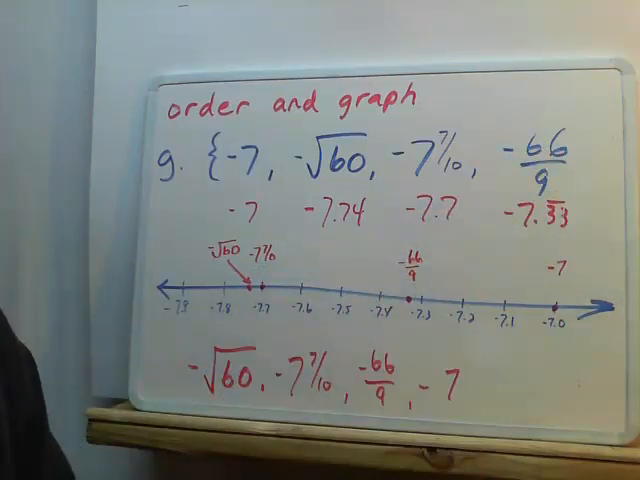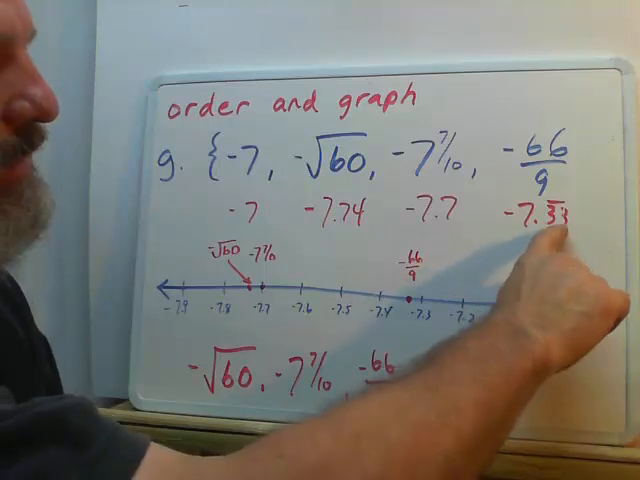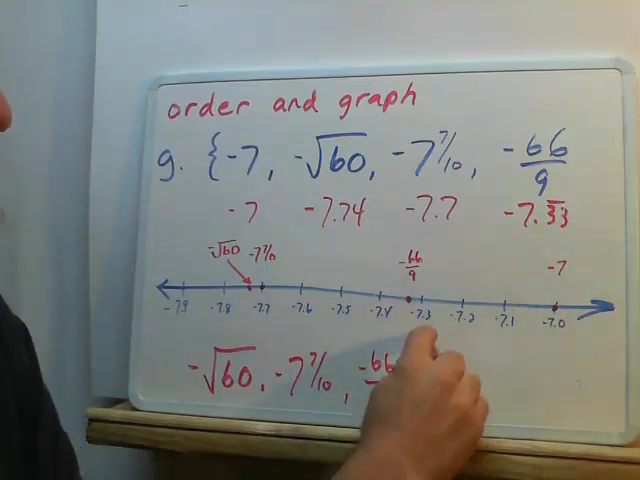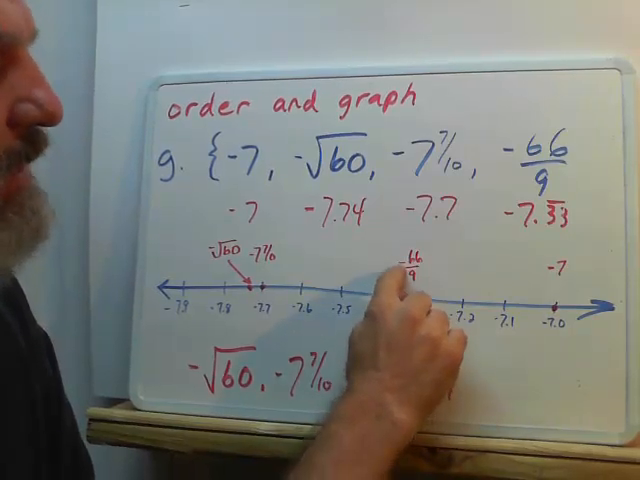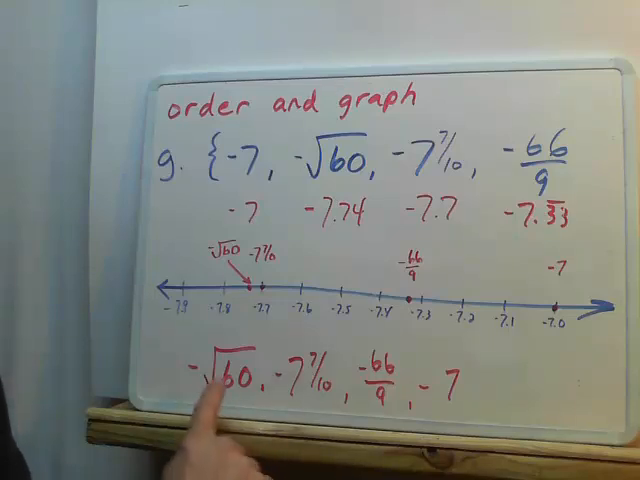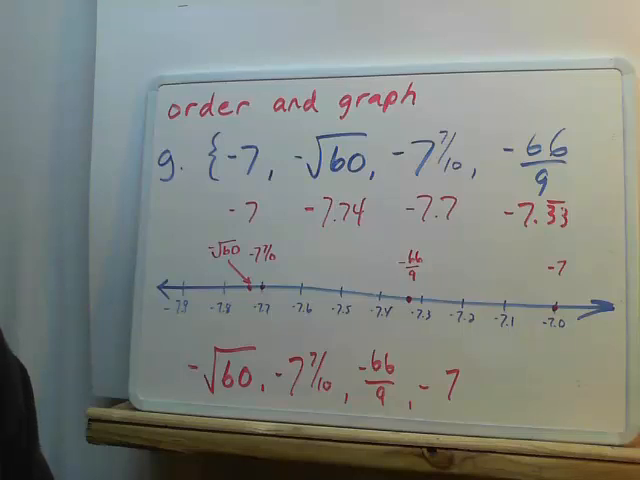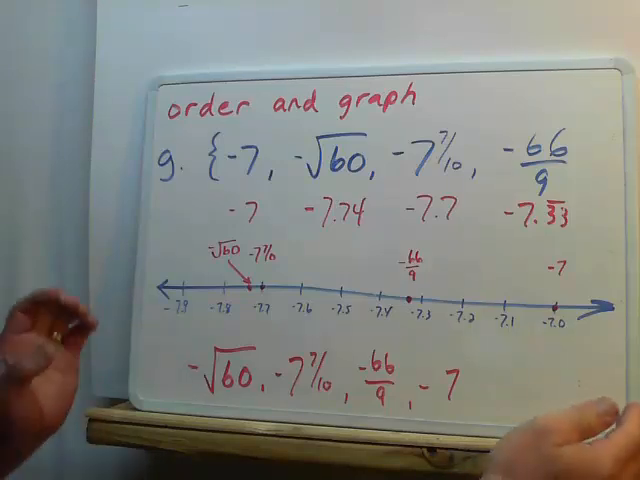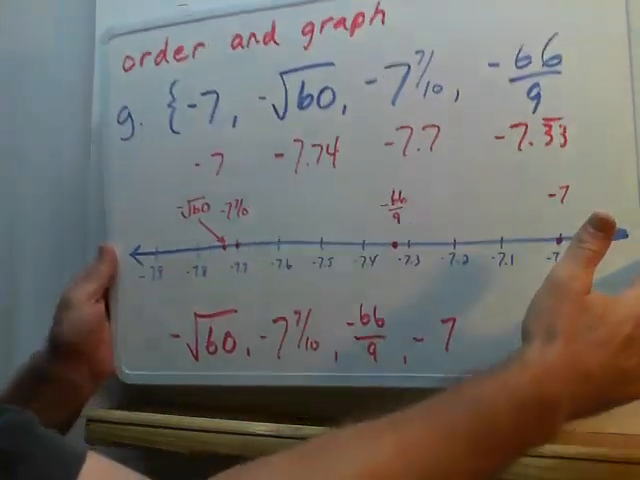And lastly, -66/9, which would be -7.33 repeating. So 7.3 and another third of the way that way would be right here, -66/9. And then put, of course, our answer in order. So it's the negative square root of 60, followed by the -7 and 7/10ths, followed by -66/9, followed by -7. Please do guided practice.